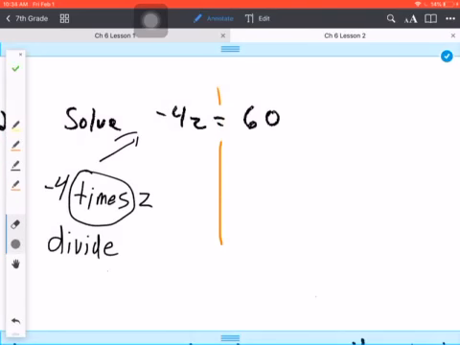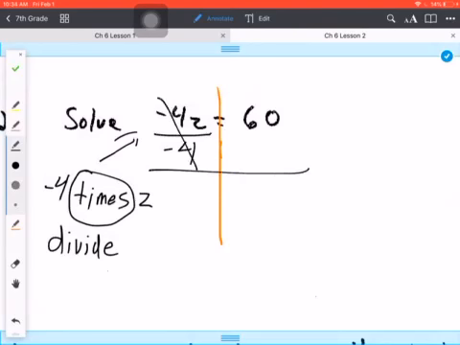So I'm going to erase this, reconnect that. I'm going to make it look like a fraction, where negative 4z is in the numerator, and negative 4 is in the denominator. Again, this will simplify to just z. And what shows up on the left side also has to show up on the right. So now I have 60 divided by negative 4, which happens to be negative 15.